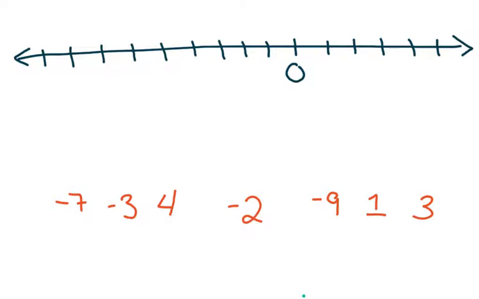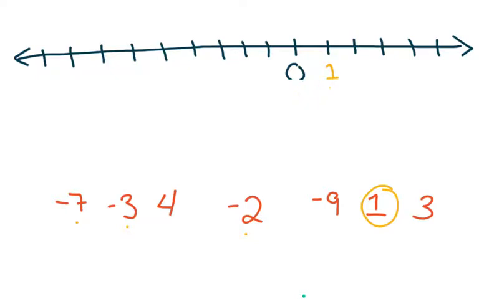Now, when I have a number line, if I can see a 0, I like to start with the positive numbers, because those are ones I'm familiar with. Okay, so I can see 0 is here, and I'm looking at my integers: -7, -3, 4, -2, -9, 1. Oh, hey, 1, that's positive, and I know where that goes. 1 space to the right of 0.